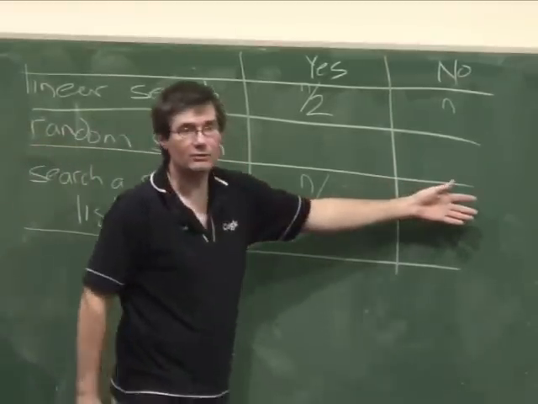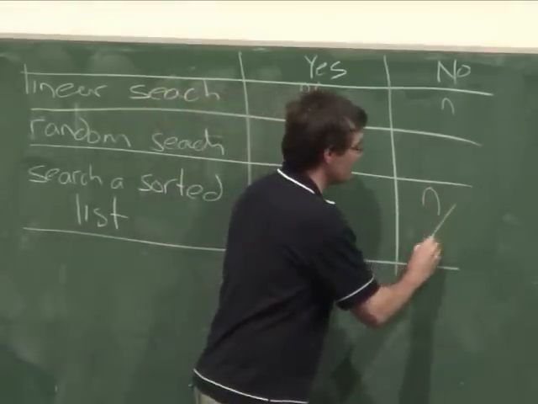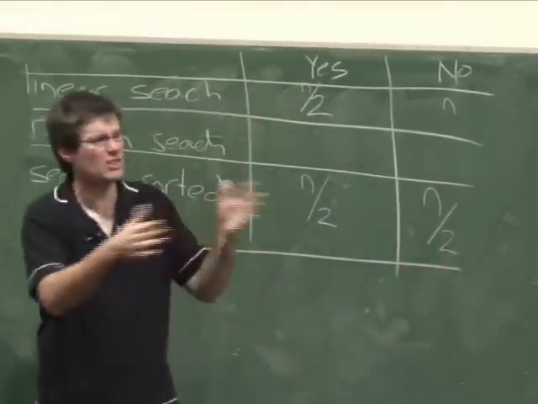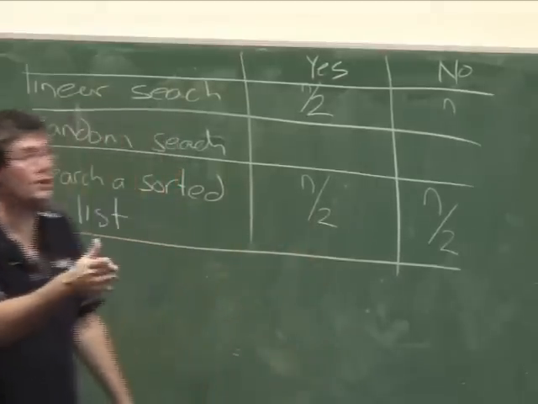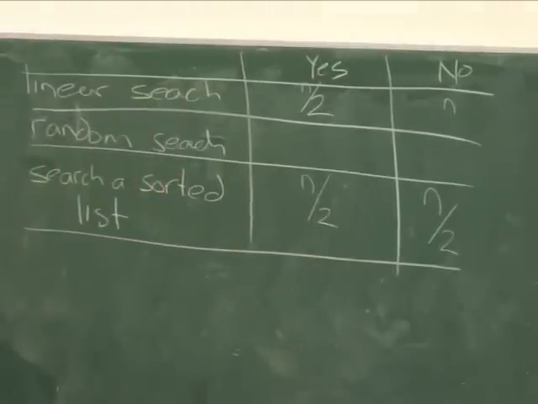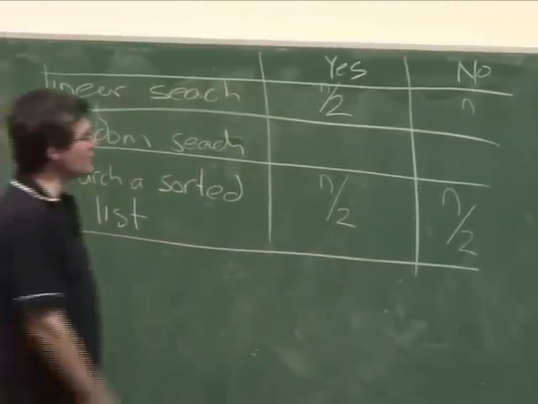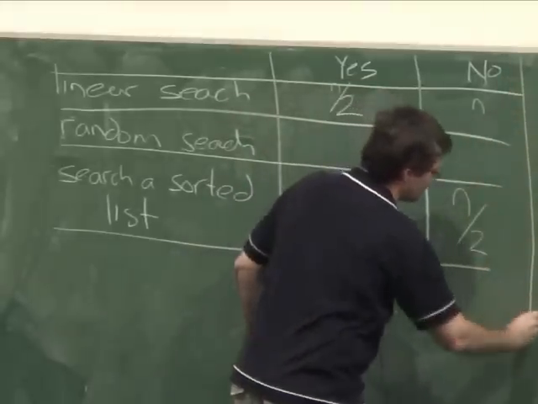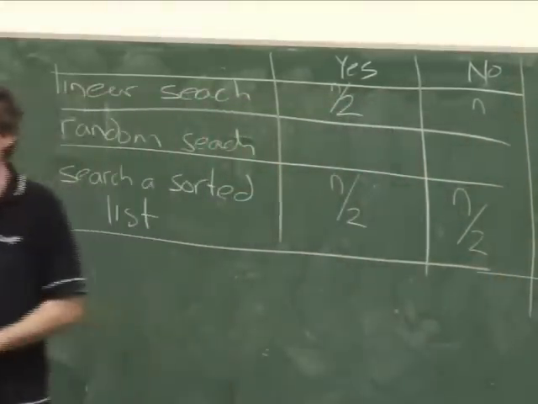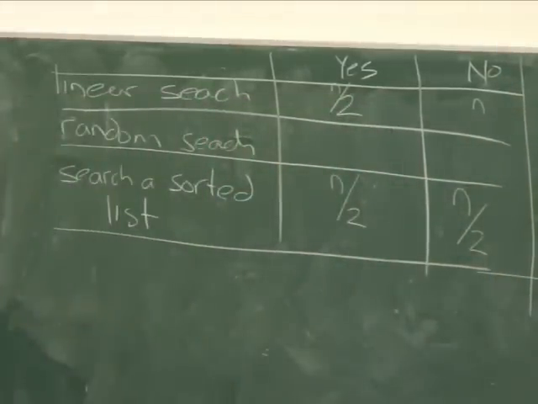So on average, how long will it take me to say no? N on 2. Again, on average, I'll have to search through half of them to find your spot, and then I'll know if you're there or not. So searching a sorted list is slightly faster. If I wanted to make searching a sorted list super fast, what sort of cheaty way can I make it super fast? Binary search.